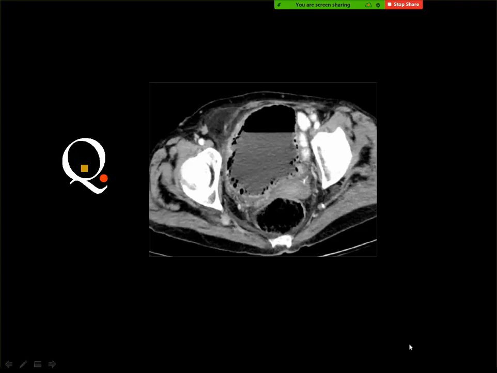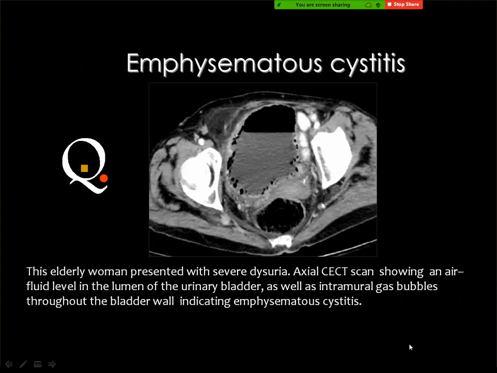Emphysematous cystitis, which is similar to any emphysematous itis anywhere in the body, is usually seen in diabetics and immune compromised patients with the development of air inside the wall of the urinary bladder as well as intraluminal.